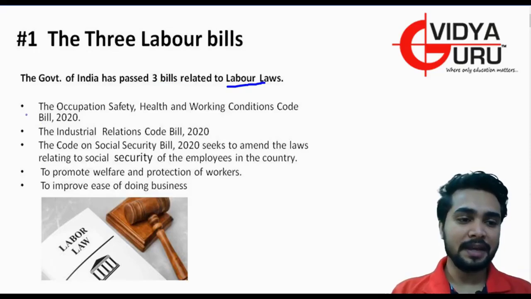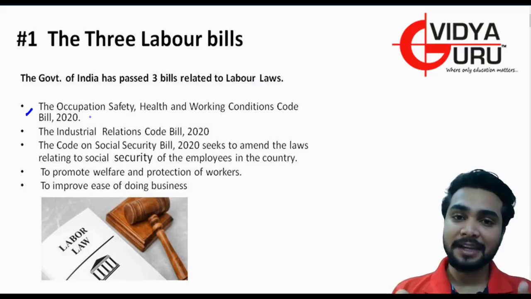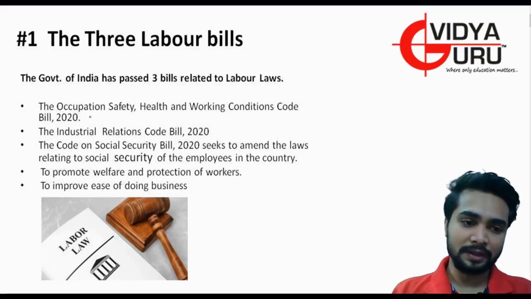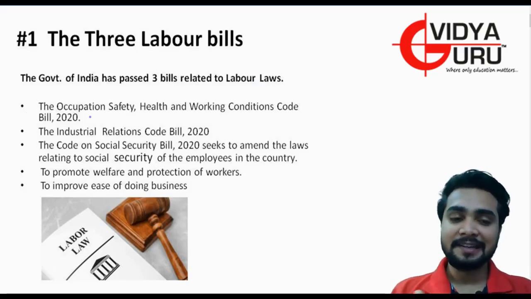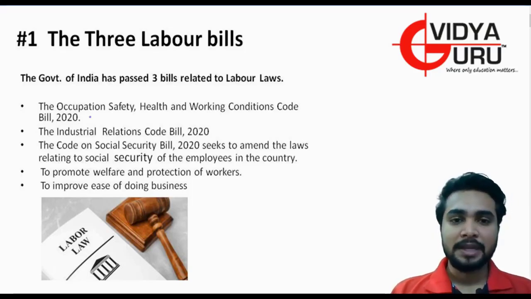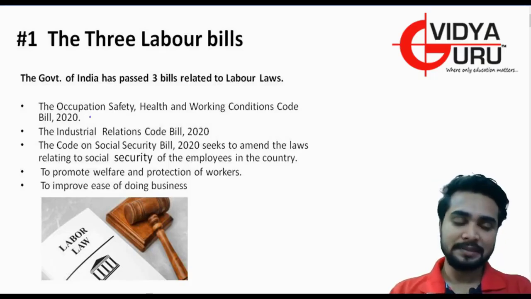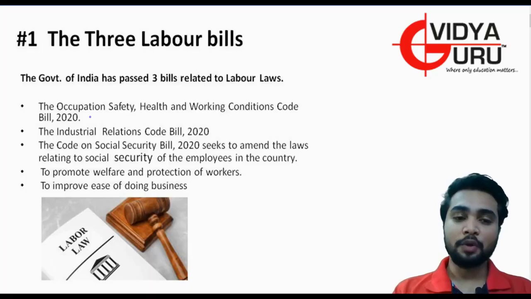The names of the bills are: first is the Occupational Safety, Health and Working Conditions Code Bill 2020. Second is the Industrial Relations Code Bill 2020. Third is the Code on Social Security Bill 2020. These three bills are introduced and passed in our parliament by the government of India. The aim of these bills is first to promote welfare and protection of workers.